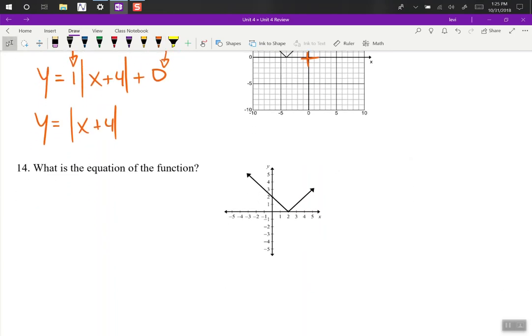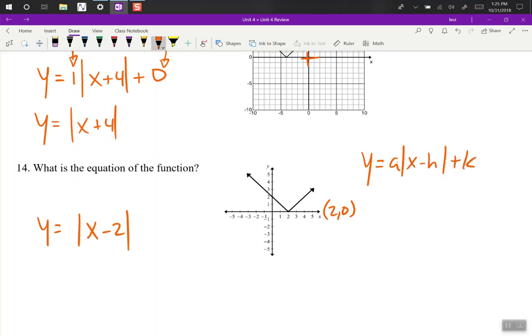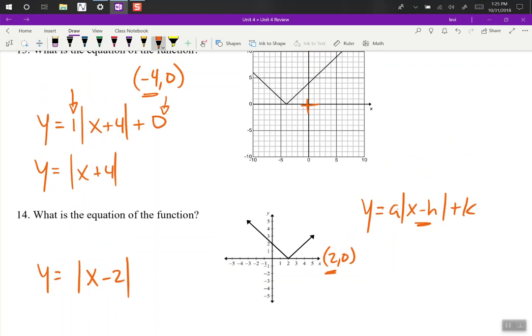14, this equation, again, here we're at 2, 0. So it's going to be almost the same thing. Y equals our slope up 1 over 1, so our slope is going to be 1. We don't need to write it. And then x. And now here we're at positive 2, so it's going to be x minus 2. Because our general form is y equals a times the absolute value of x minus h plus k. So it's the opposite of whatever our number is. 2 becomes negative 2. Up here, negative 4 becomes positive 4.